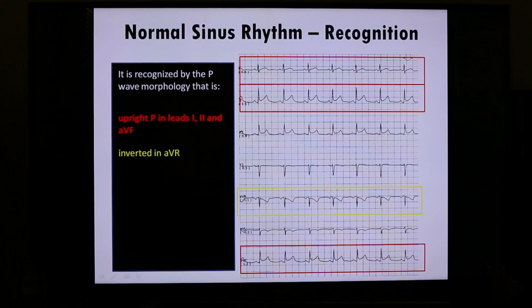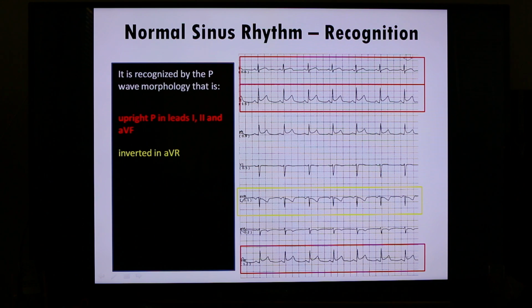Normal sinus rhythm is an impulse that originates in the sinus node. It is recognized by the P-wave morphology that is upright in leads 1, 2, and AVF. It is inverted in AVR. It is variable in leads 3 and AVL. If you have a 12-lead EKG, it is upright in leads V4 to V6, and it is most often biphasic, or positive then negative, in leads V1 and V2, with some minor variations in morphology related to the respiratory cycle. For EKG test-taking purposes, an upright P wave in lead 2 is basically sinus rhythm.